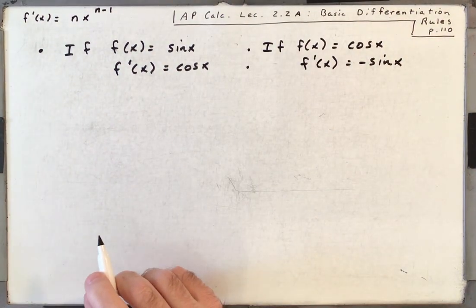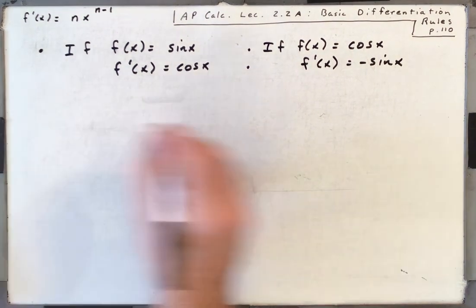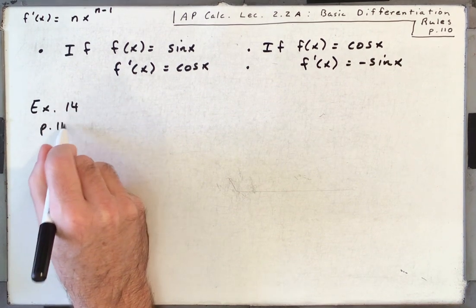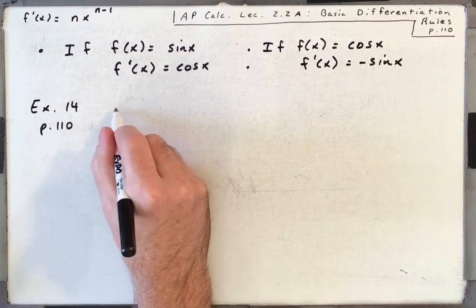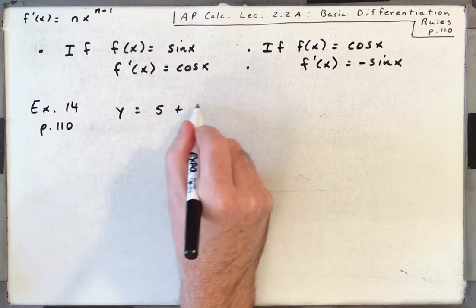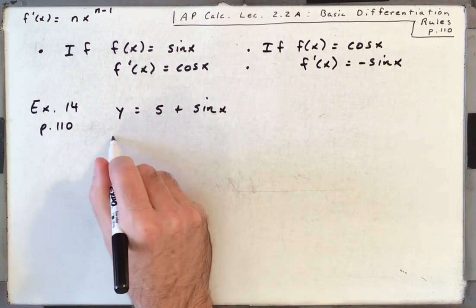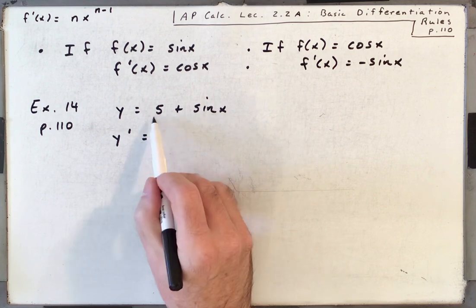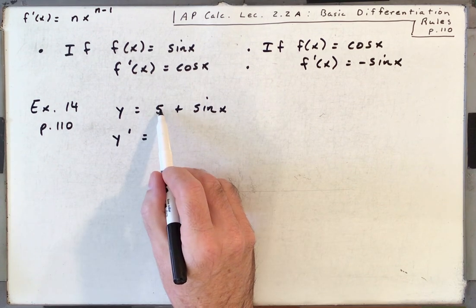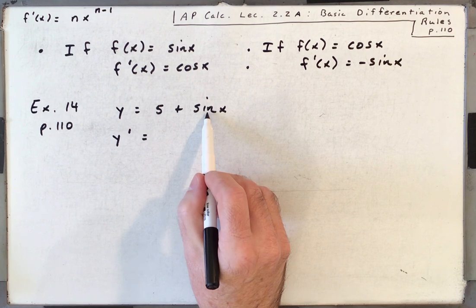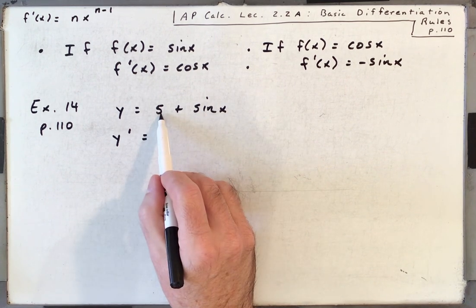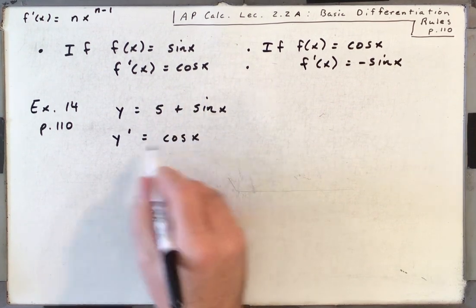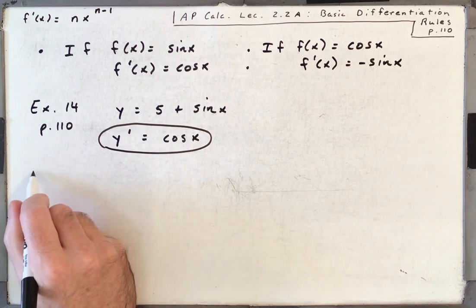Okay, let's do some examples with sine and cosine. So our first example is 14. Again, we're on page 110. And that is y is equal to 5 plus sine x. Well, the derivative of 5, we're just splitting each element. We're taking the derivative of each term alone. So derivative of 5 is 0. Derivative of sine is cosine. So y prime is just cosine x. Easy peasy.